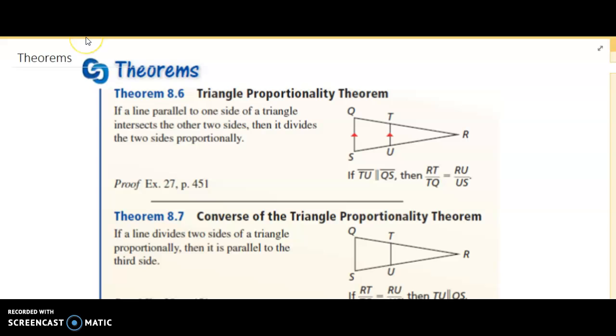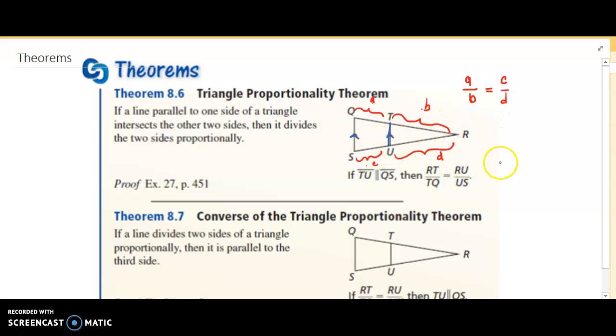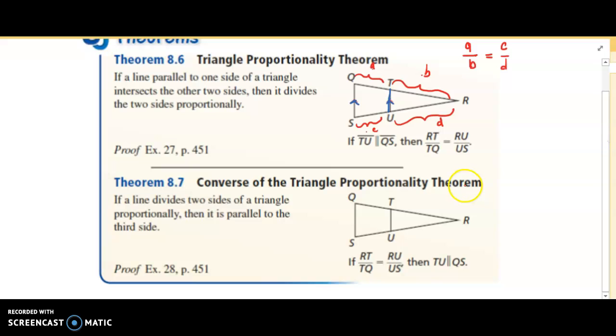So the triangle proportionality theorem says if a line is parallel to one side of the triangle, so if this line here is parallel to here, then we can set up a proportion. It cuts it proportionally. So if this is A, this is B, this is C, and this is D, it cuts it proportionally so that A over B is equal to C over D.